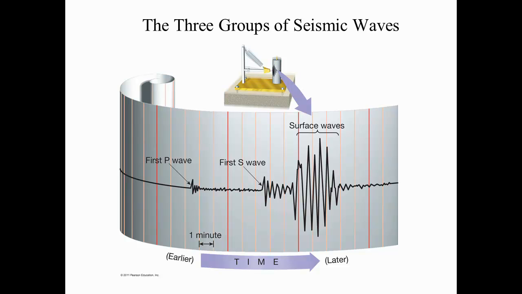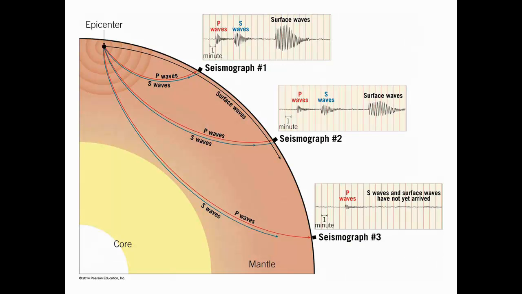But first of all, here's another perspective. Here's the cutaway view of the Earth. For convenience, the epicenter is close to the North Pole. And from there, we have these three different groups of seismic waves traveling away from the epicenter. At seismograph station 1, which is the closest, notice that all three waves have arrived at this point, the P waves, S waves, and surface waves.